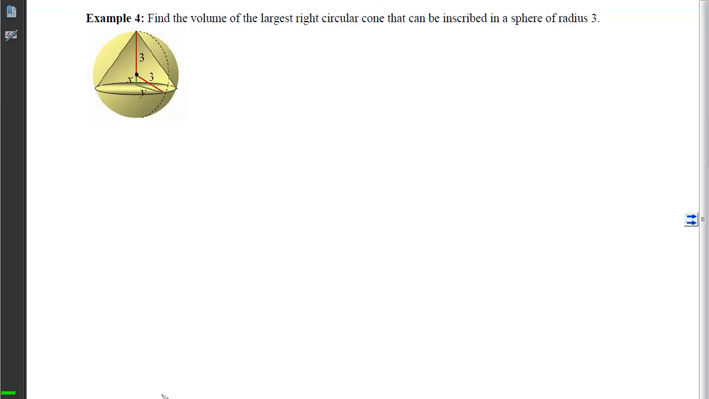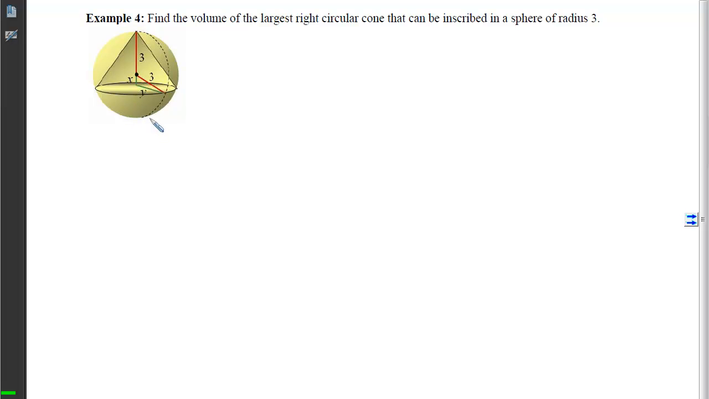Our final example, example 4, is asking us to find the volume of the largest right circular cone that can be inscribed in a sphere of radius 3. So in the picture here, we can see that I have a radius of 3, and then I've put a cone inside that sphere. So what I want you to be able to think about is what this cone can do. The base of this cone can move all the way up to here and make a really short, fat cone, or it can go all the way down and make a really tall, skinny cone.